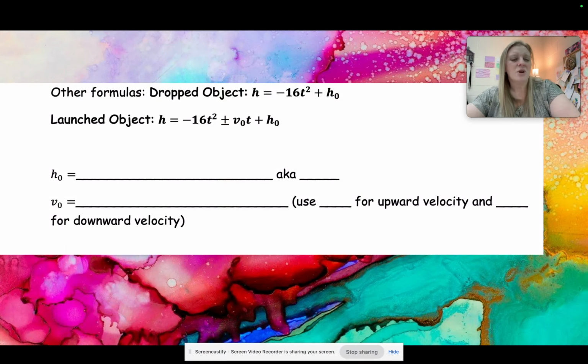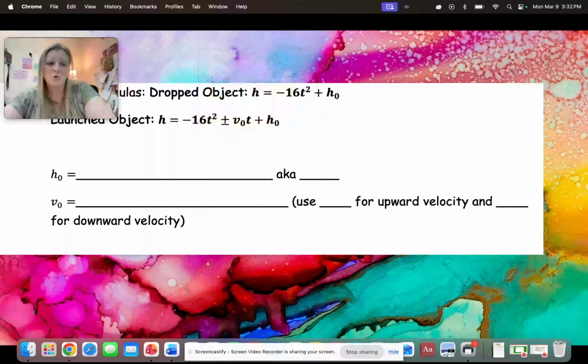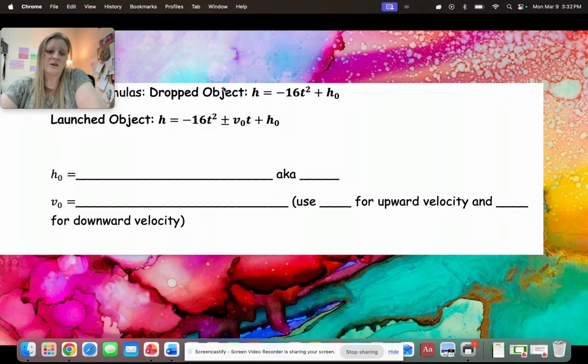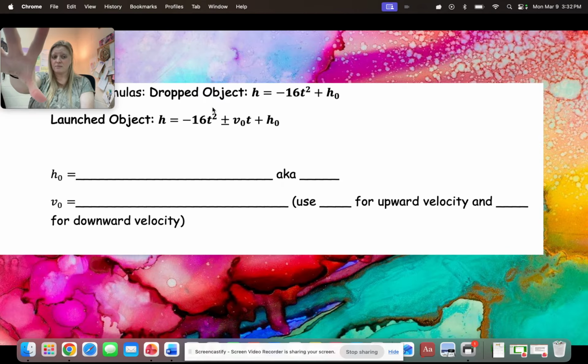Our other types of word problems are dropped object and launch object problems. And those are more like physics kind of problems. All right. Now I want to make sure we understand the difference. Dropped object would be like if I just stood out here and I was holding an object and I just let it go. Right? I didn't throw it, I didn't put any force behind it, I just let it go.